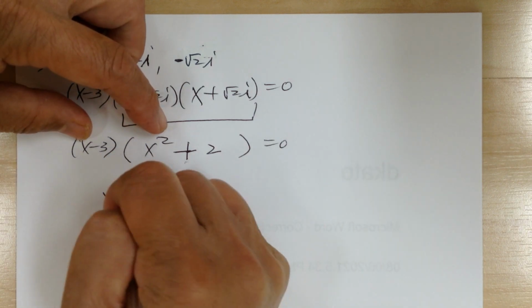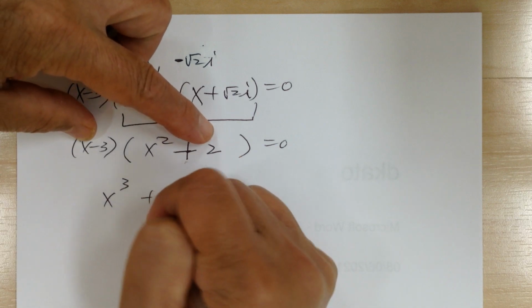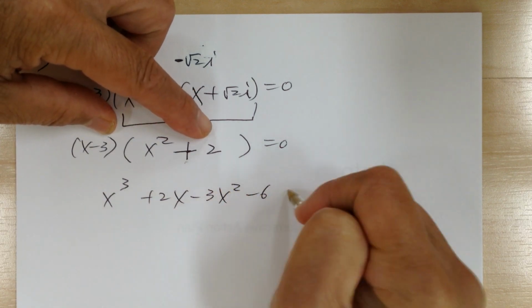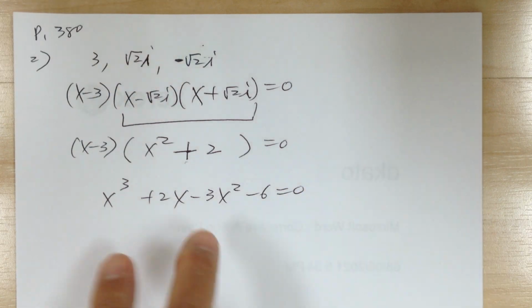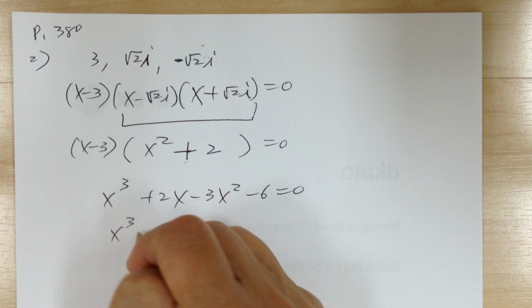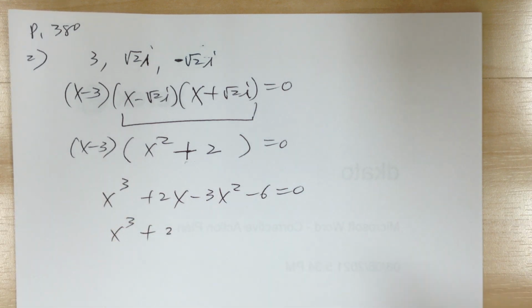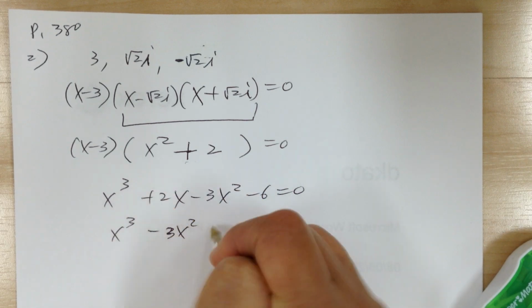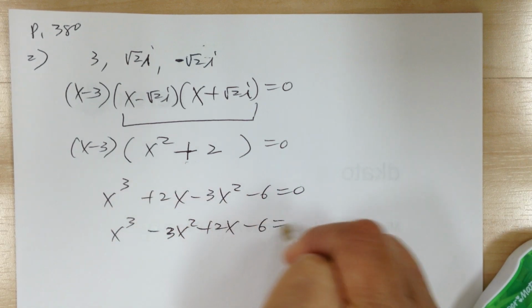So this one will give you x to the 3 plus 2x, and this would be minus 3x squared minus 6 equal to 0. And again, you want to rearrange the terms. So you get x cubed minus 3x squared plus 2x minus 6 equal to 0.